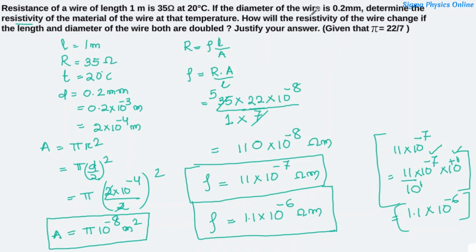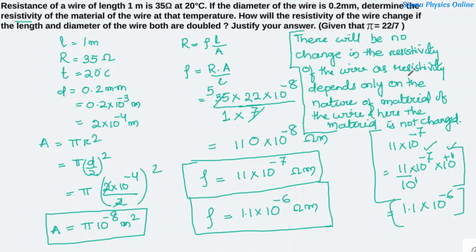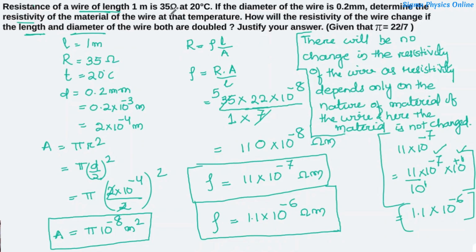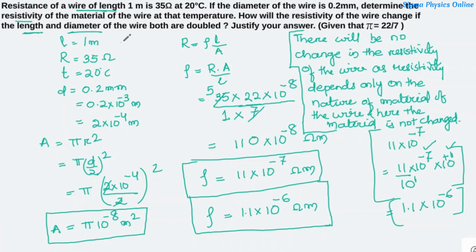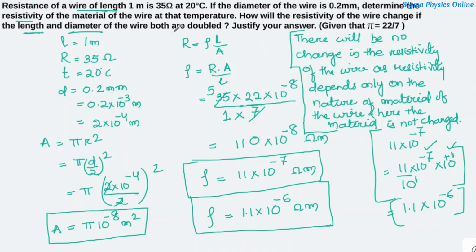Now, how will the resistivity of the wire change if the length and diameter of the wire both are doubled? The answer is there will be no change in the resistivity of the wire, as resistivity depends only on the nature of the material of the wire, and here the material is not changed. Since the material remains the same and resistivity is the intrinsic property of that material, there will be no change in the resistivity of the wire. So this is the answer to this question.